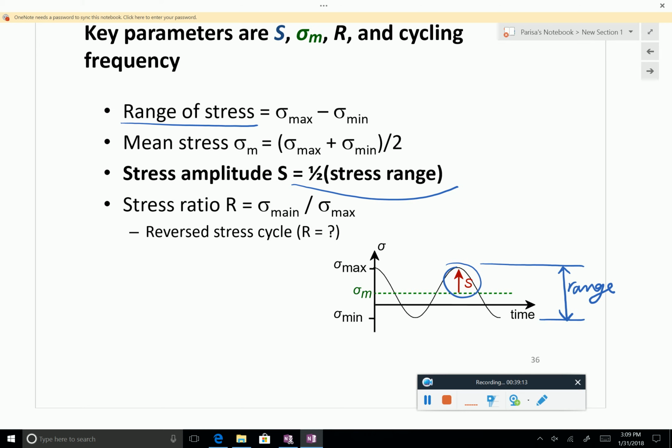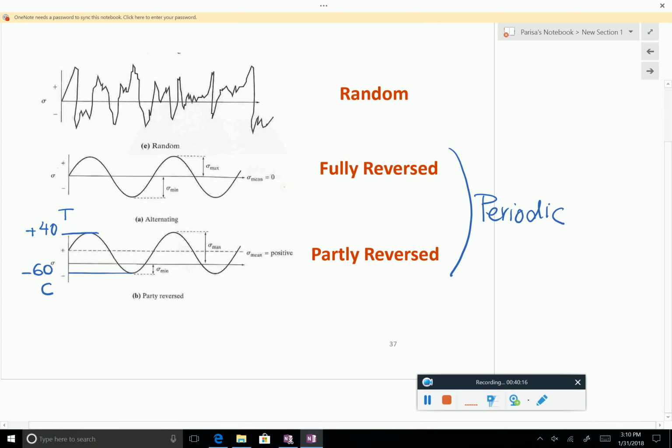And let's say this maximum was at 40 and the minimum is at negative 60, and for us positive is tension and negative is compression. If the stress was oscillating between 40 and negative 60, let's calculate these parameters that we just defined.